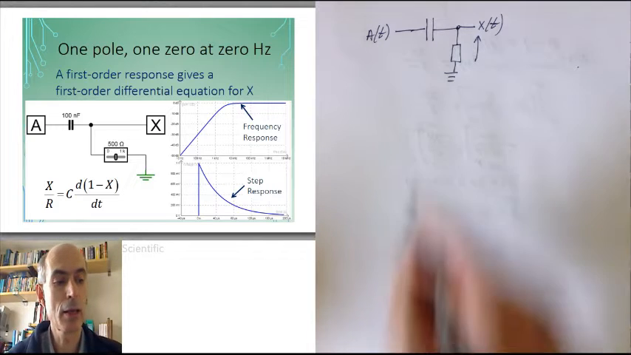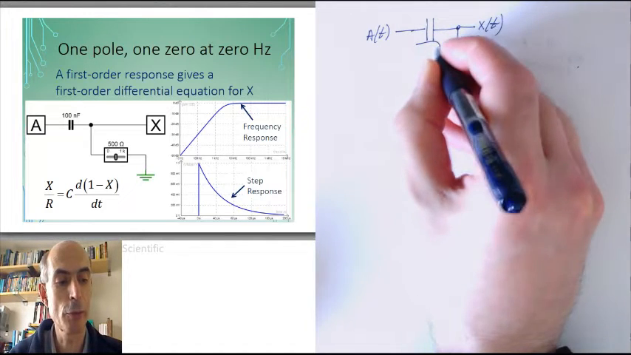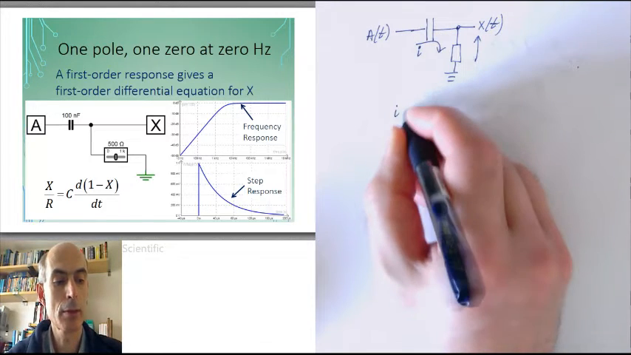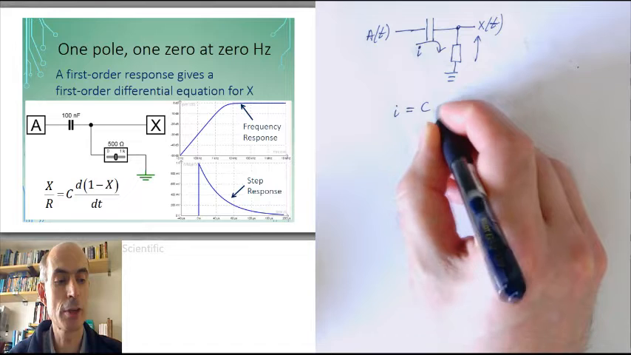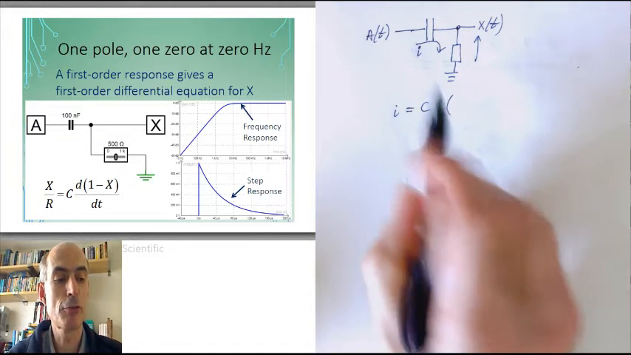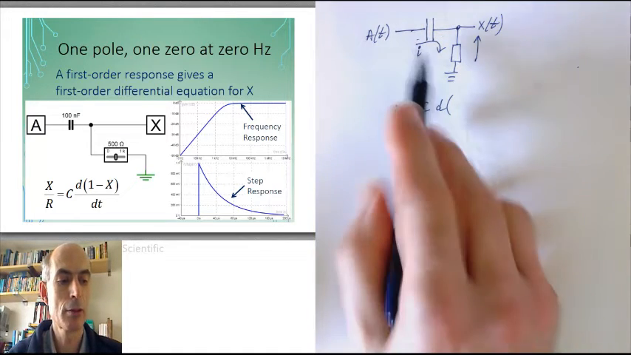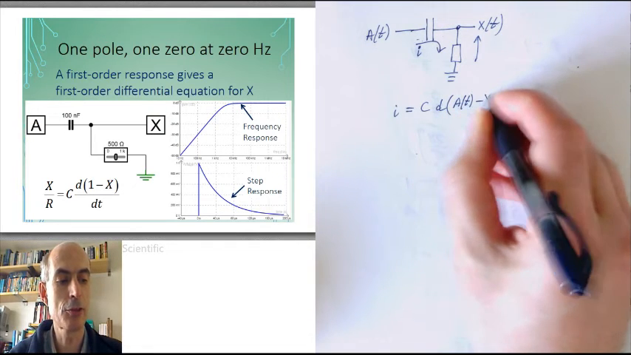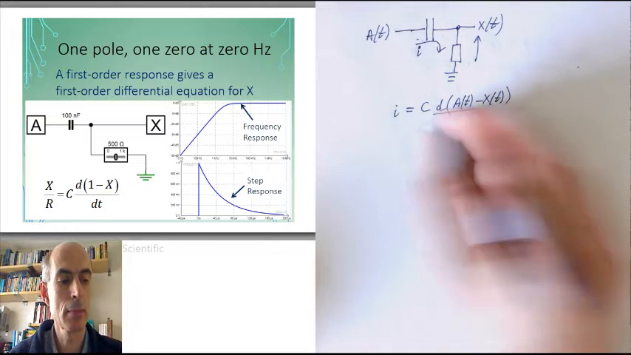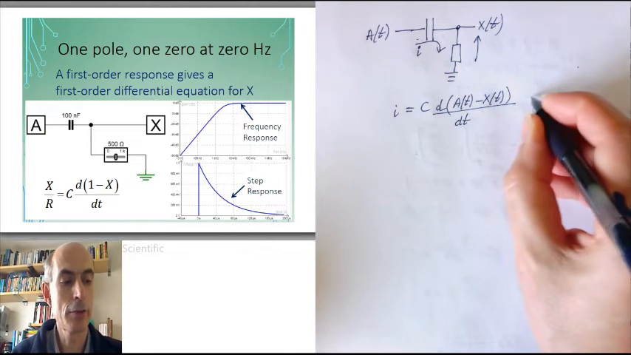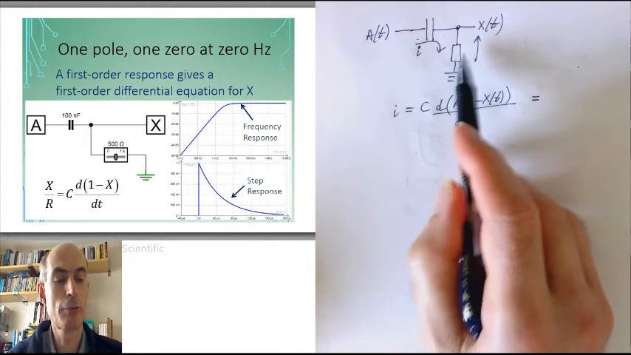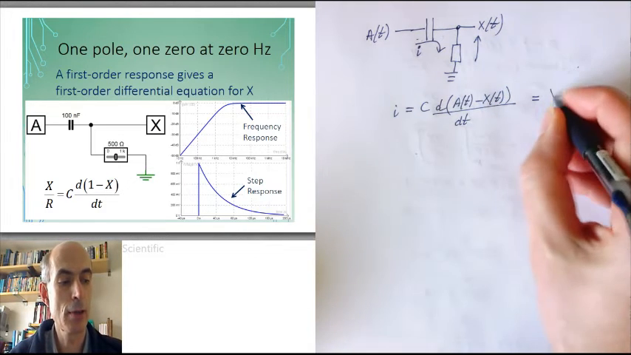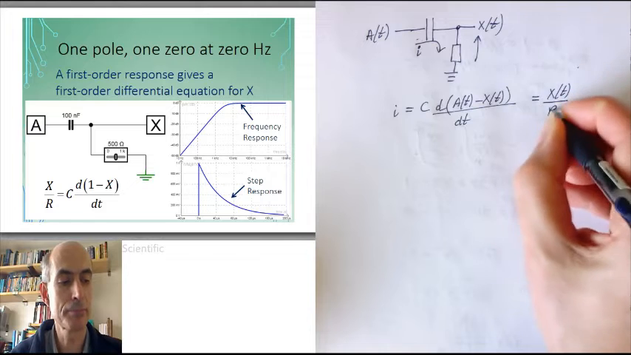Once again, I can analyse this in terms of the currents flowing through the network. If the current there is I, then I know that I is C times the rate of change of the voltage across the capacitor. The voltage across the capacitor is A of t minus X of t dt, and the current is also equal to the voltage across the resistor divided by the value of the resistance, X of t over R.